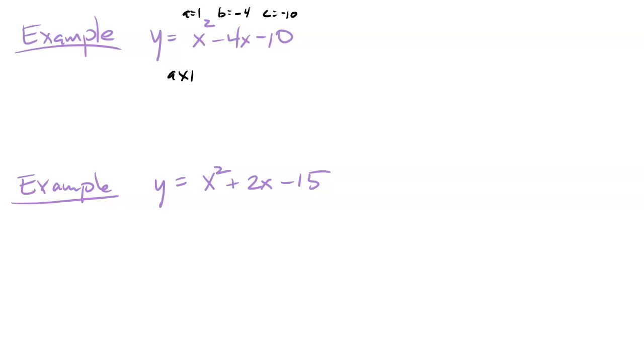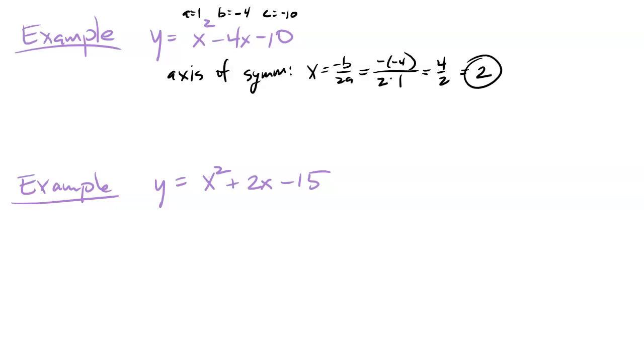Next thing we do is we find the axis of symmetry using those numbers that we just found. So the B was -4, so I'm doing the opposite of -4, doubling A. So my axis of symmetry is at x equals 2. So this is the x value of the vertex.